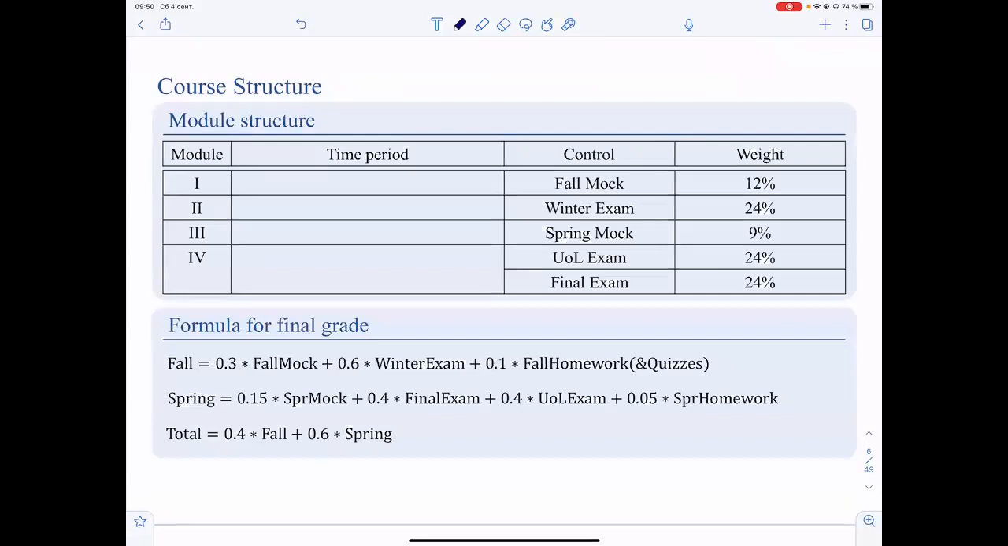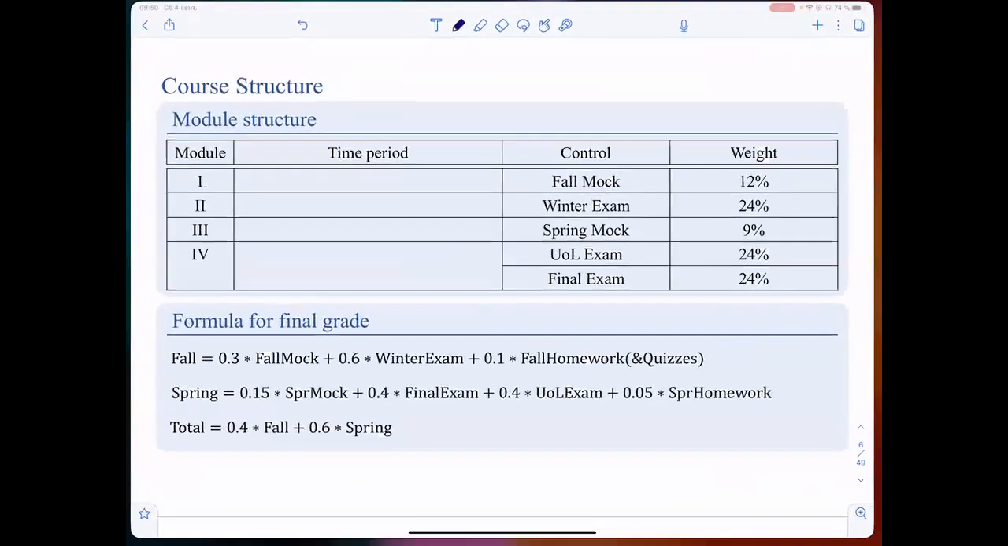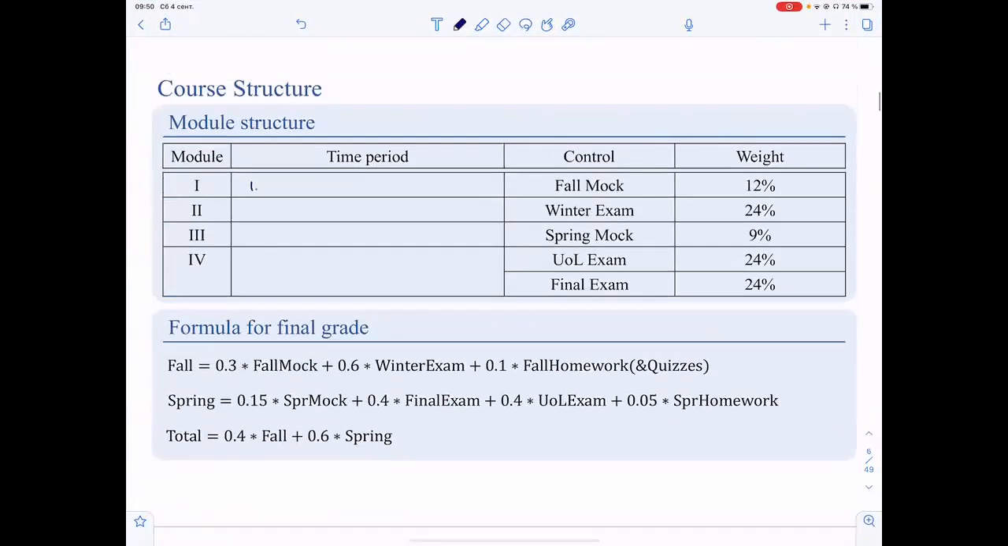So here we present the main exams we are going to have. The first module, if I recall correctly, started from the 1st September. It's going to be till 23rd of October, sort of that. Then the second one starts sort of the end of October till the end of December.